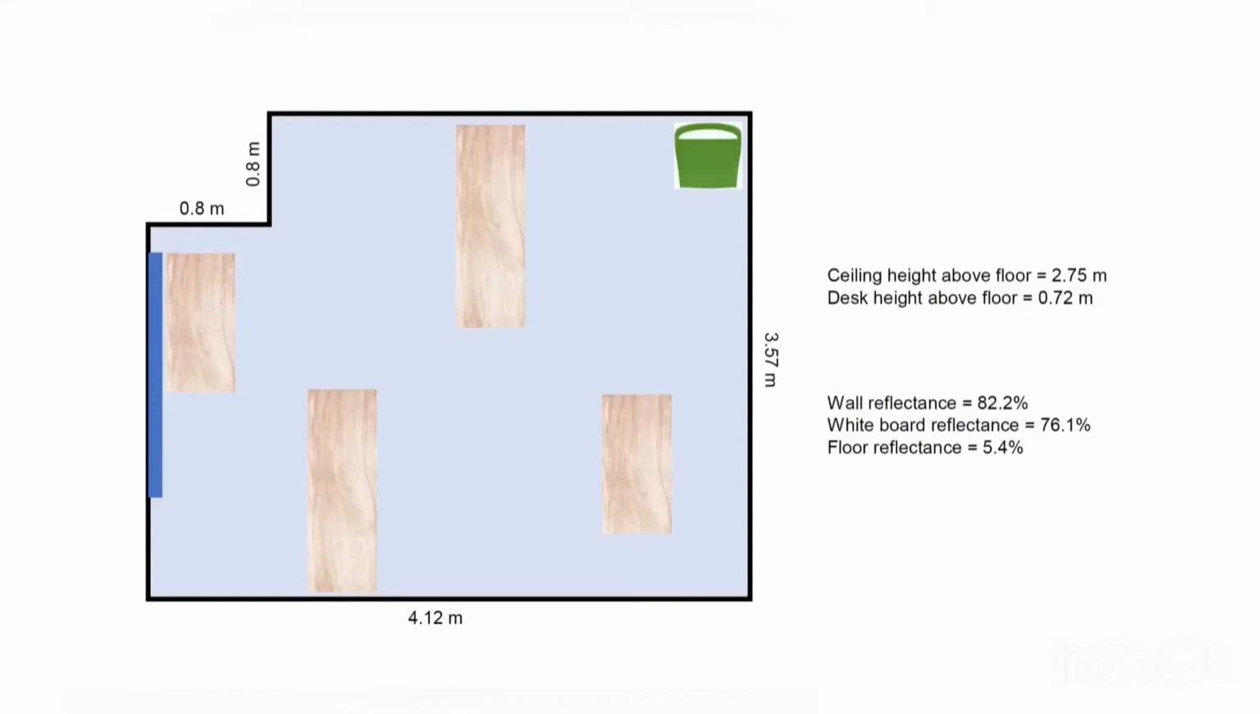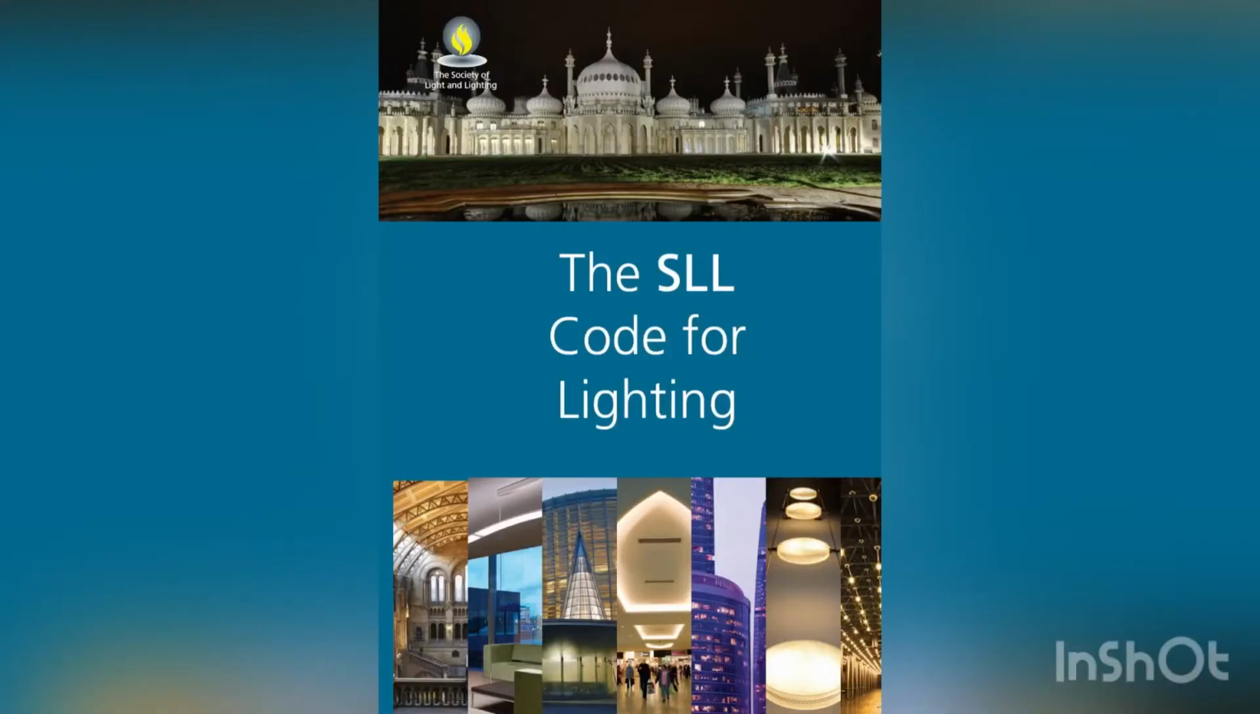So this is the measurement summary. We have the room dimensions, the height, the reflectances, and also the furniture layout. In order to test the Lumen method, we have to measure the working plane illuminance. So we will divide the working plane into many grid points, and the number of grid points or the dimensions of the grid points have to satisfy the international code, like the SLL code of lighting.